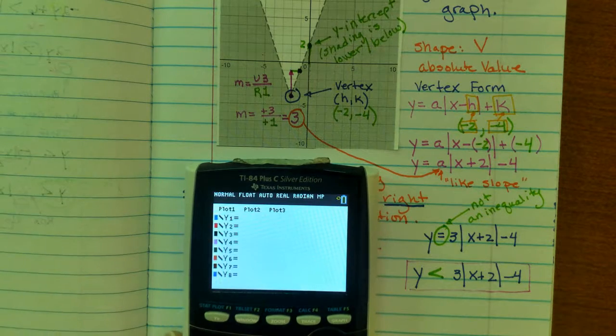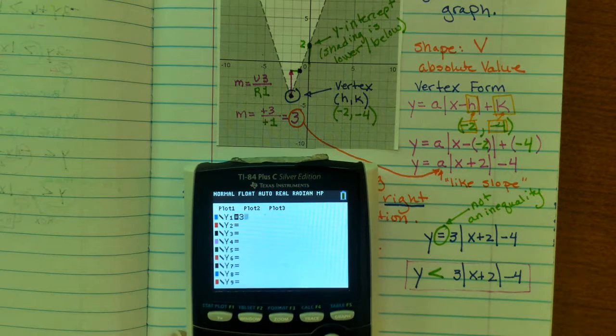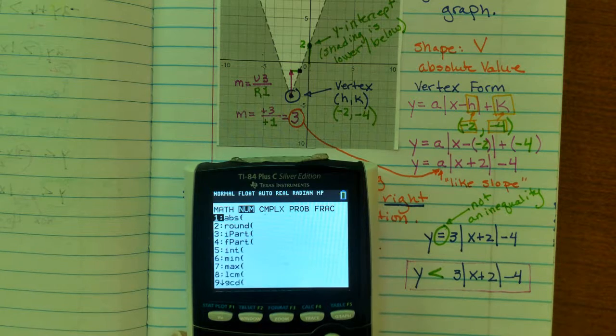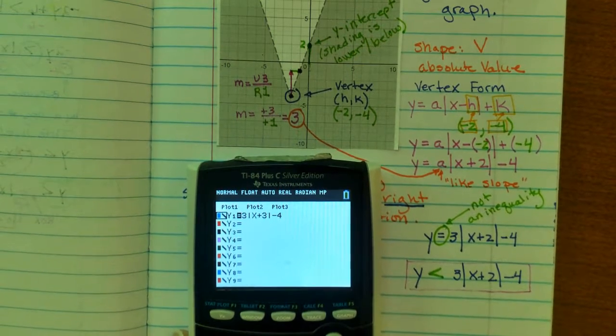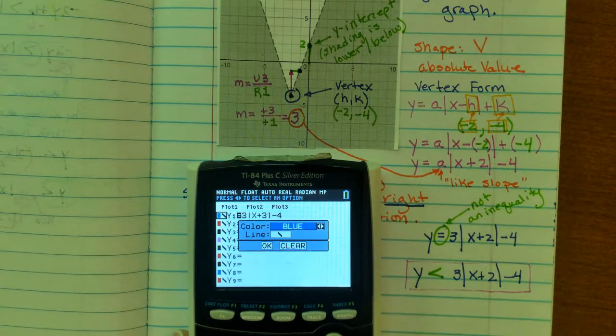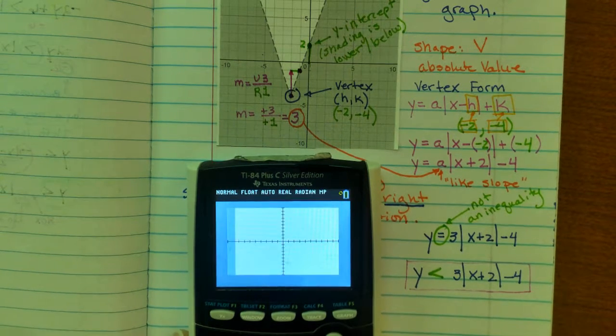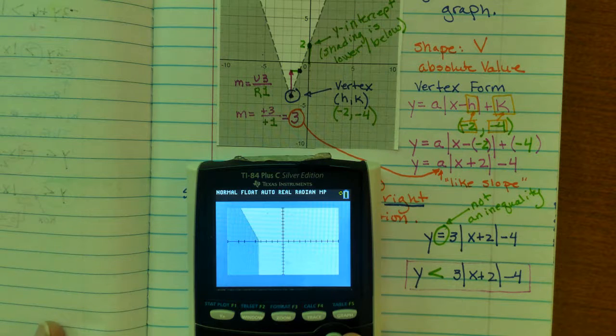We're going to check it by going to y equals. We're going to put in 3, absolute value, x plus 2, and then we're going to put in minus 4. Okay. Now we're going to go over here to the color, and we're going to make that a less than symbol. So remember, it's going to be the triangle on the bottom, because the bottom is less than. So then we go to graph, we're going to see, okay, good, it's shaded on the bottom. That's exactly what we wanted.